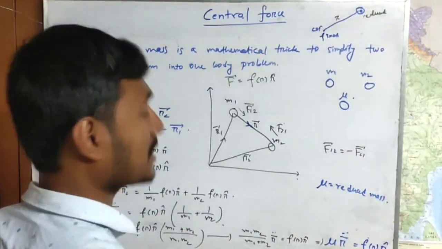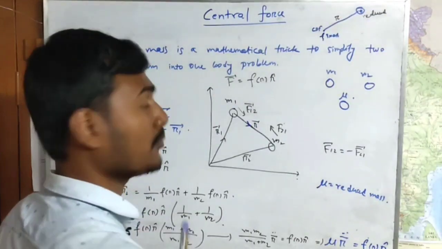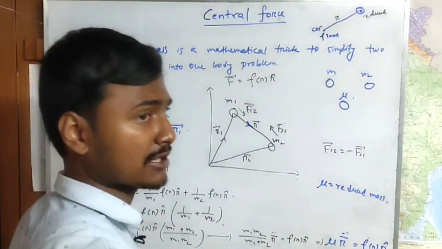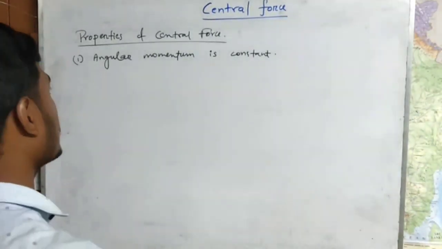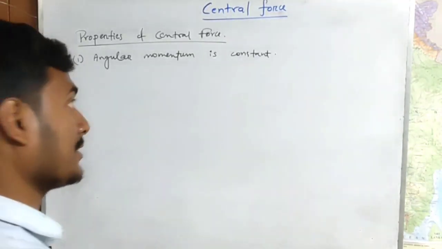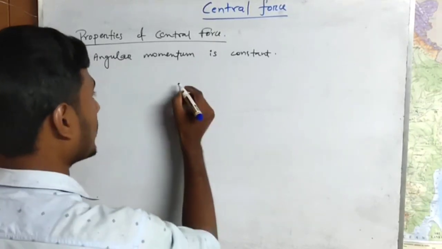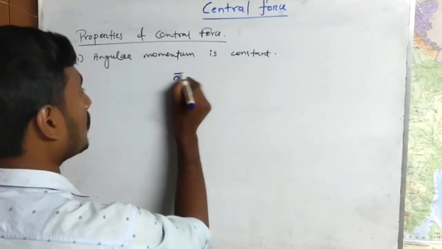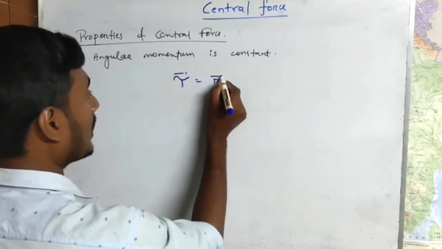Now we will discuss some important properties of the central forces. The first important property of the central force is that the angular momentum is constant. So we say that torque is r cross F.